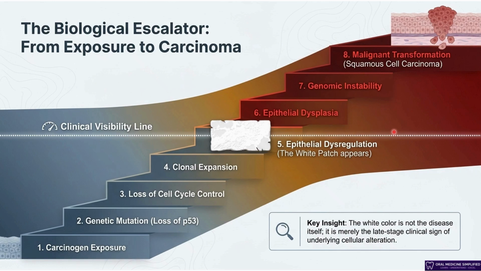But the key point to note here is that the white color is not the disease itself. The white color is the clinical surface expression of an underlying biological alteration. By the time we see a persistent patch, the mucosa may already have undergone cellular and genetic changes. This is why we cannot judge leukoplakia only by how white or how thick it appears. The visible patch is only the top of the biological process.